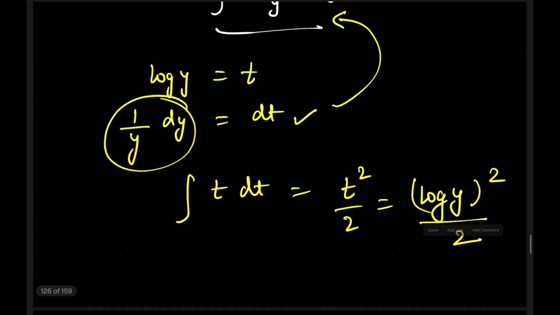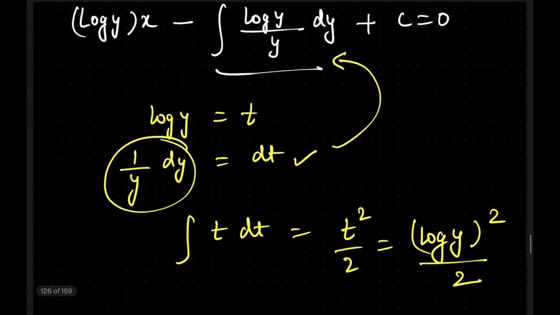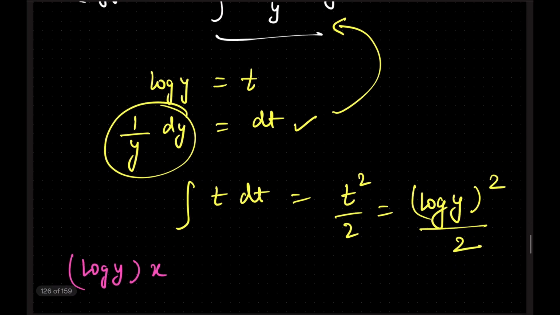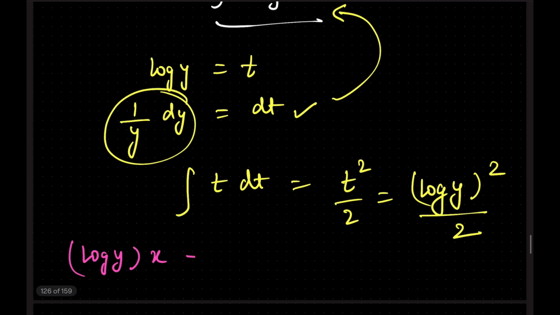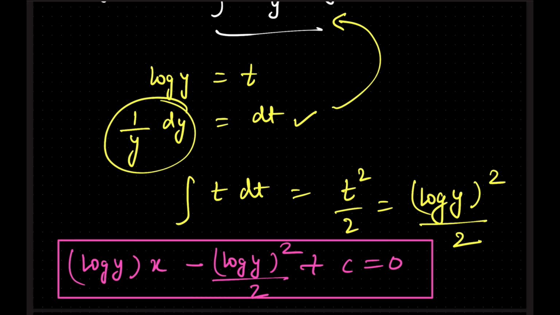So our answer is, just rewriting, log y into x minus this second term that we have solved just now, (log y) square by 2, then plus c equal to 0. So this is our final equation.